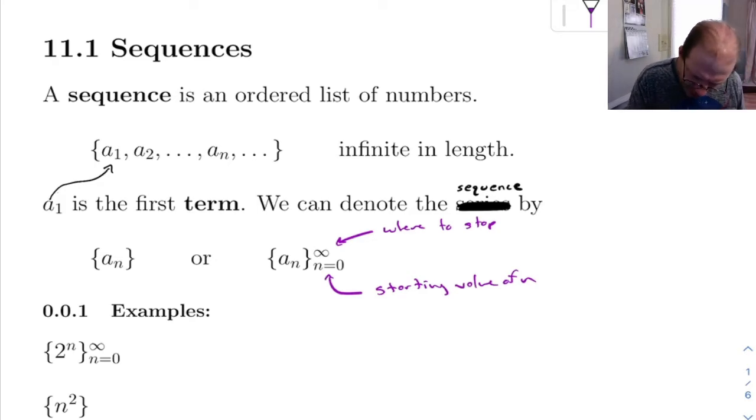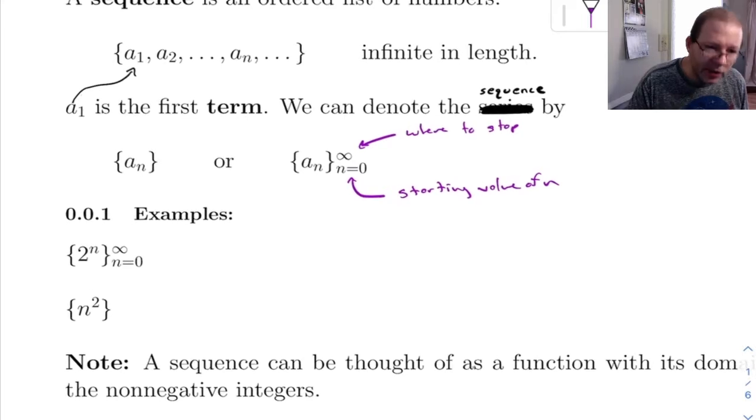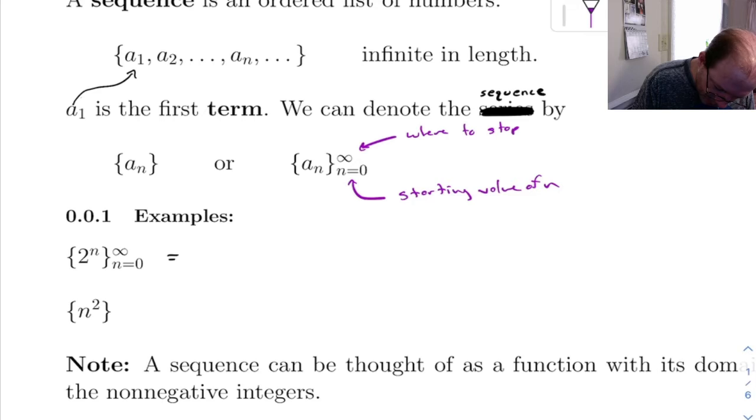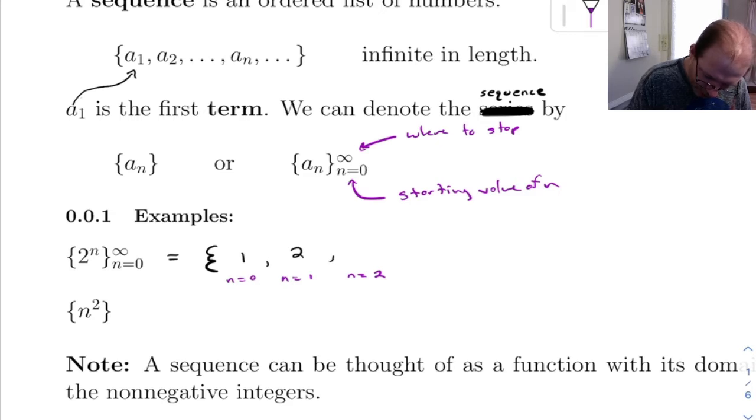So let's look at a couple of examples. Right here we've got 2 to the n, or 2 raised to the n, going from 0 to infinity. So if we wanted to write this out as a list of terms, the first one would be we plug in n equals 0, and that would give us 2 to the 0, which is 1. Then we do n equals 1, then n equals 2, and so on. So this next one would be 2, then 2 to the second is 4, 8, 16, etc.